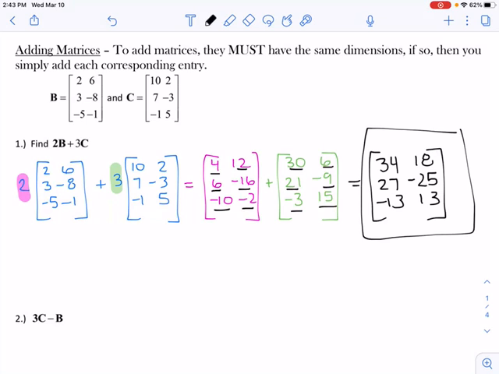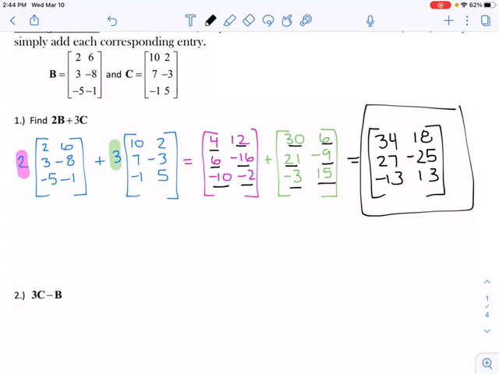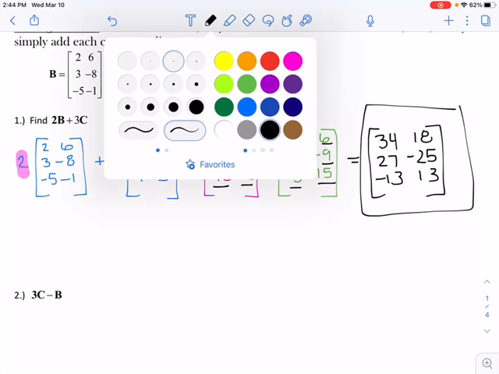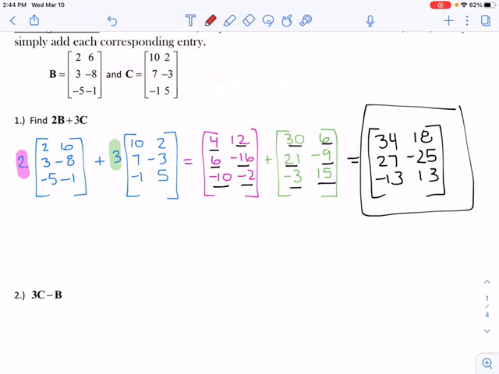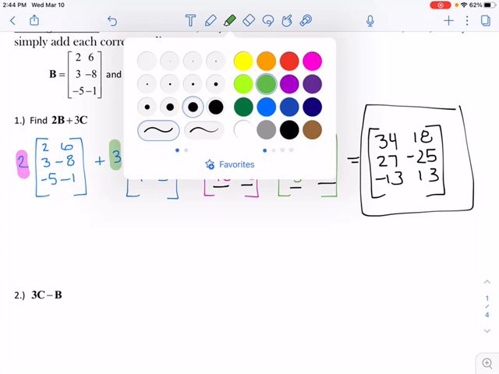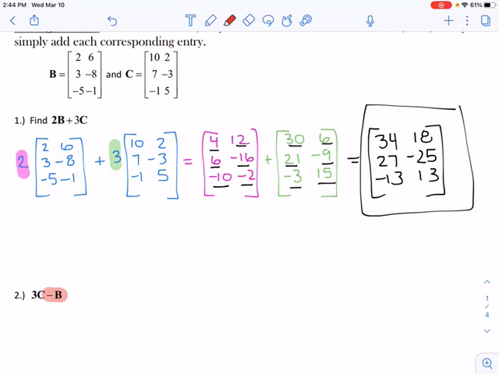We can do the same thing with a subtraction. If you want to distribute the -1 first and then add the different corresponding entries together, that's what I would do. So looking at my number 2 here, we've got another 3C, so I can steal that 3C from problem number 1, and then I want to find -B. So let's go ahead and multiply my B by a negative first.